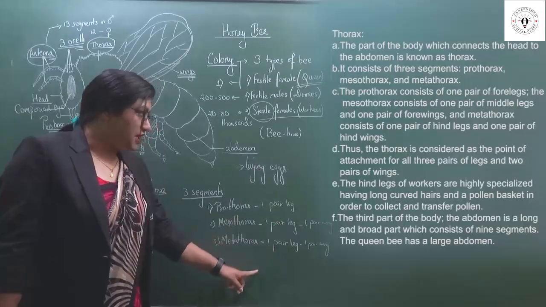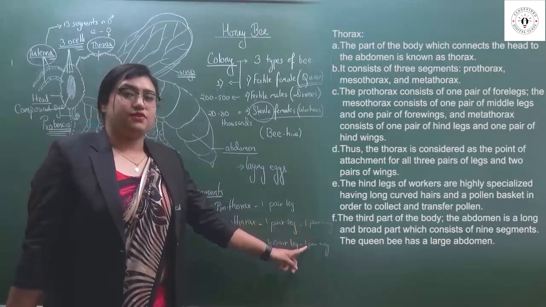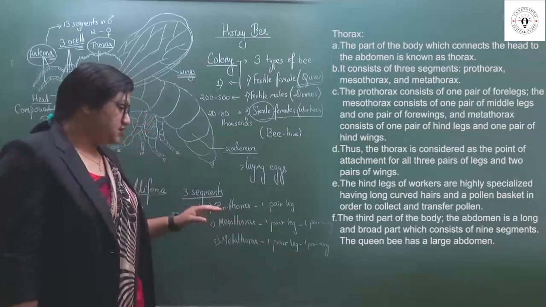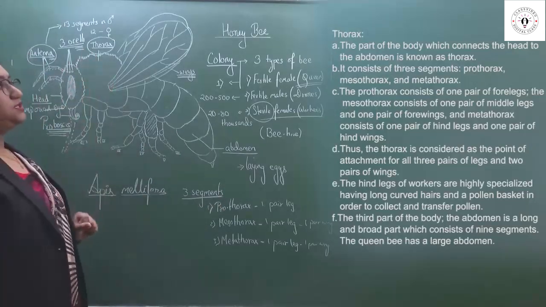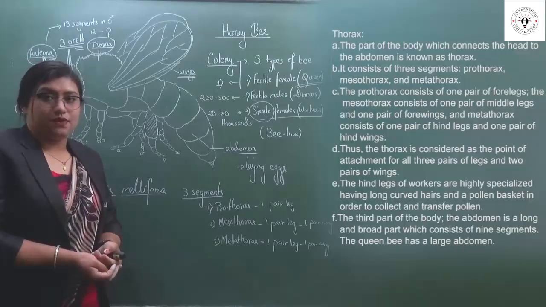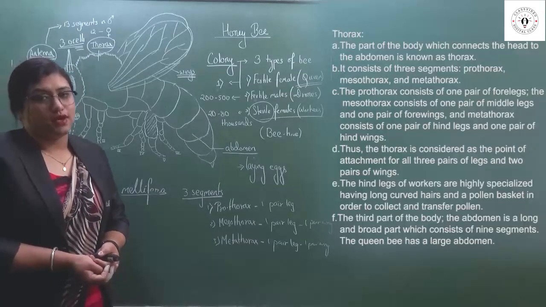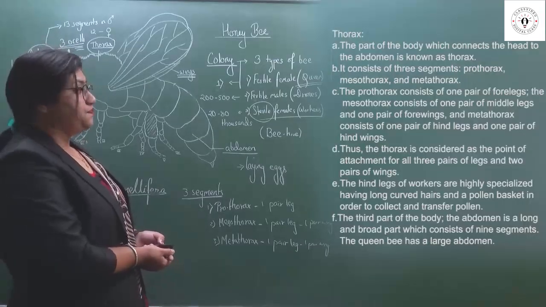So that is why altogether the honeybee has 3 pairs of legs and 2 pairs of wings, which all originate from 3 different segments of the thorax. So I guess you can remember the thorax, its segments, and the leg and wing appearance. I hope you are clear about this. Okay, let's go to the next now.